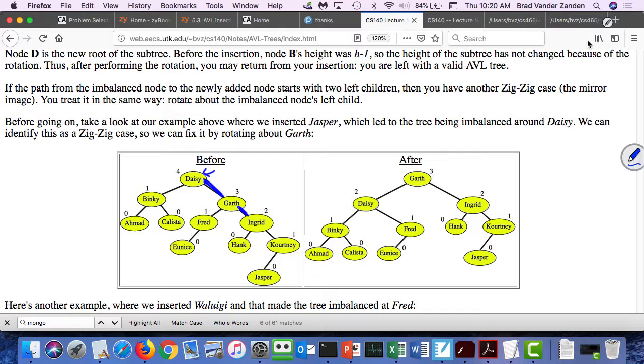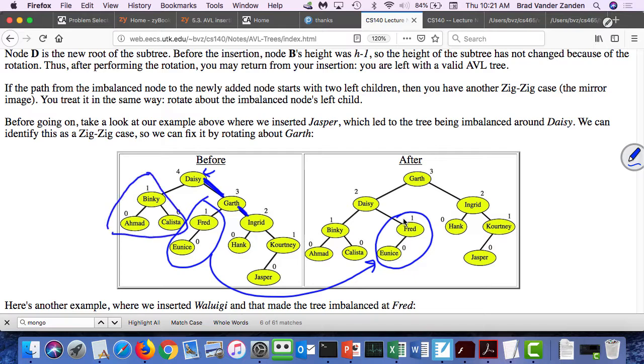So Daisy is going to come down. As you can see here, Daisy becomes the left child of Garth. And Daisy is going to adopt Garth's left subtree. It's going to become the right subtree of Daisy. So if you see over here, that left subtree of Garth became a right subtree of Daisy. Everything else is the same. If you look at all the other subtrees, they have not changed. So this subtree here exactly matches what we have over here. It's still a left subtree of Daisy. If you look at Garth's right child, over here, it is still a right child of Garth. The only thing that moved was Garth's left subtree, which became a right subtree of Daisy. Questions about that?